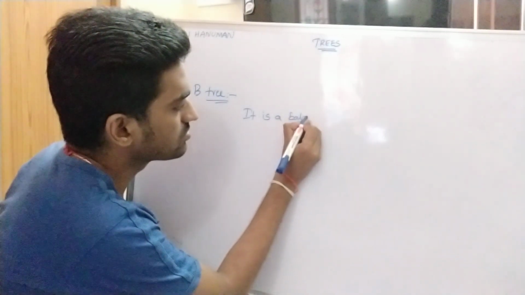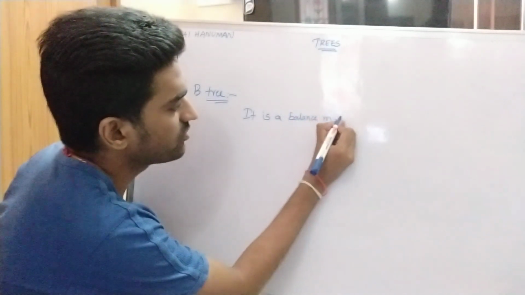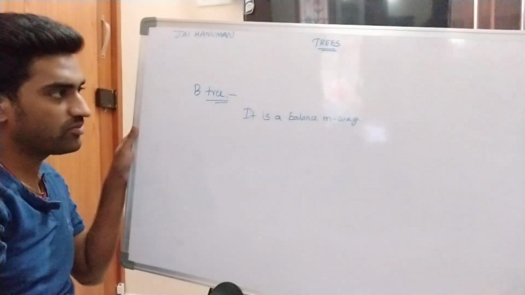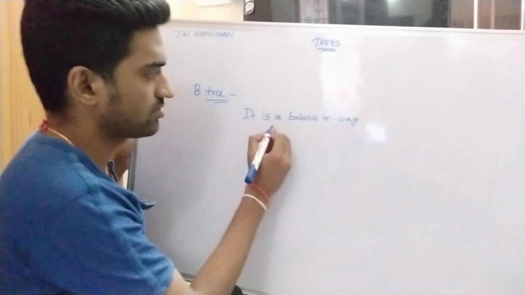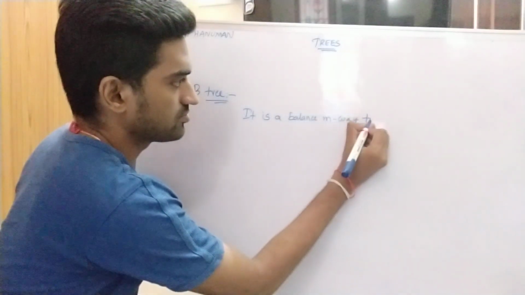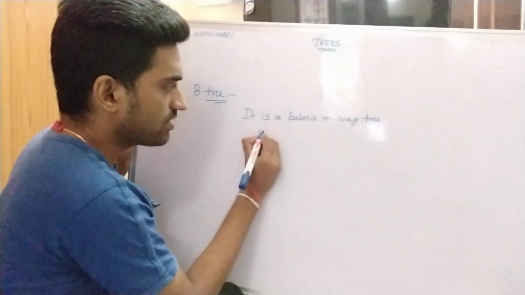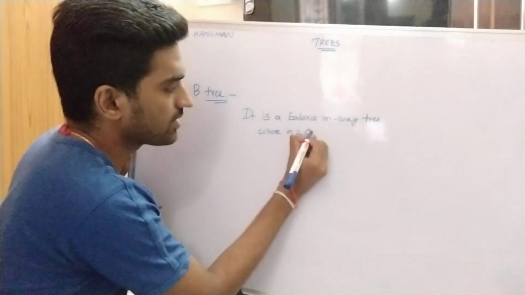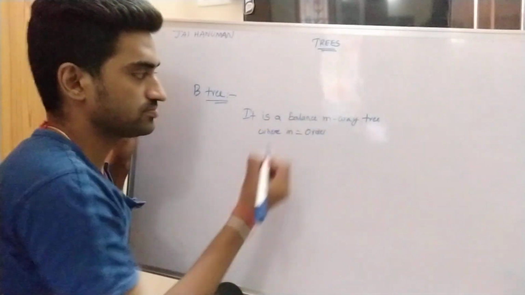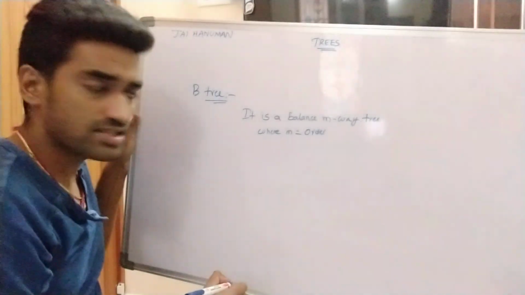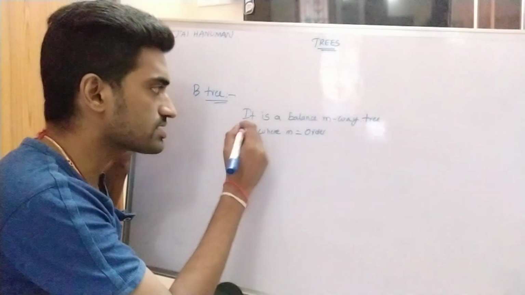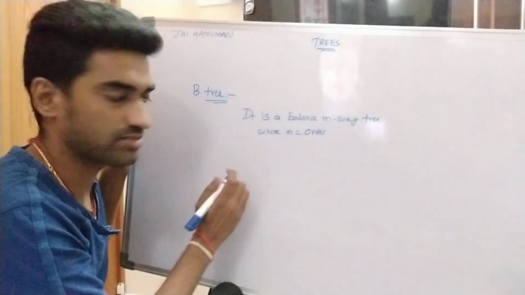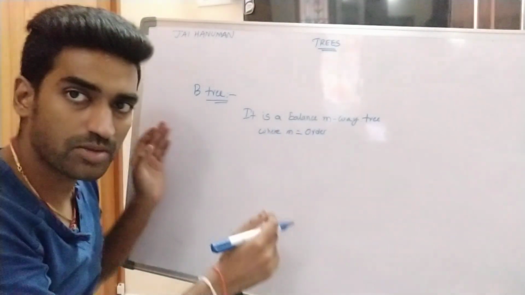it is a balanced M-way tree, where M is equal to the order. So this also satisfies the property of a binary search tree.